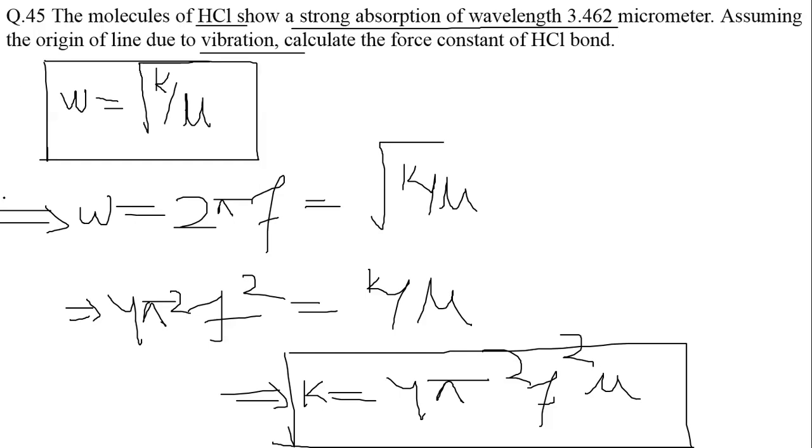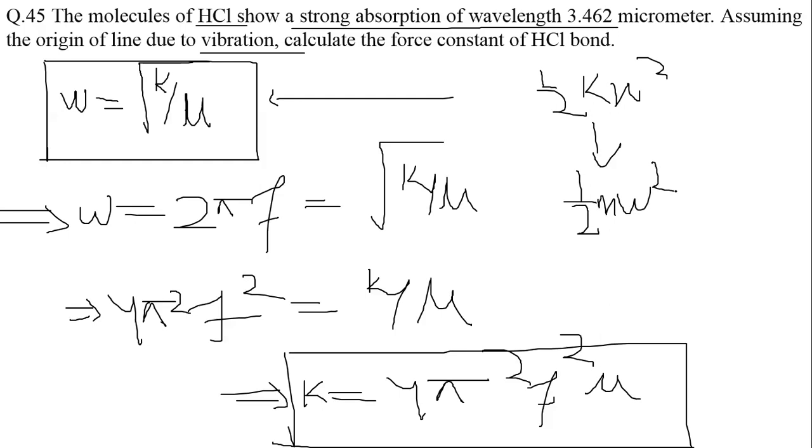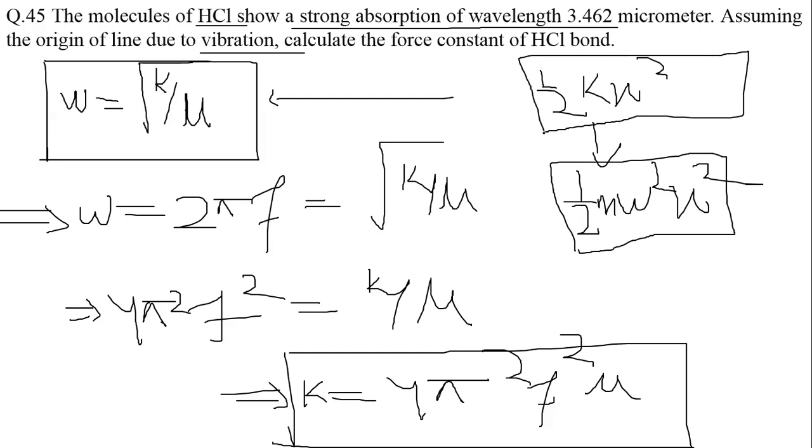This relation comes from the energy, which is half k x square, and for a circular oscillator half m omega square x square. So from this, k will be m omega square. Here m is replaced by the reduced mass because there are two atoms in an HCl molecule. Omega is equal to 2 pi nu, so k will be 4 pi square nu square into the effective mass mu.